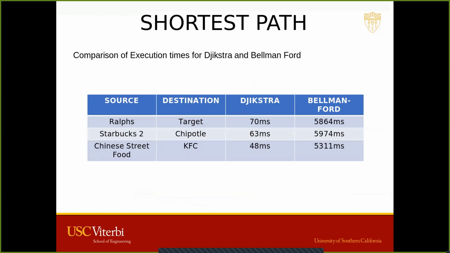Here we're comparing the time taken by the Dijkstra and the Bellman-Ford algorithms in our Trojan map for different sources and destinations. We can see that Dijkstra takes less than a second to compute the shortest path, whereas the Bellman-Ford takes a slightly longer time of around 5 to 6 seconds.